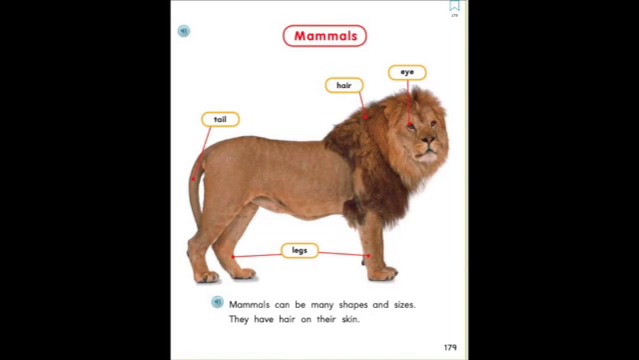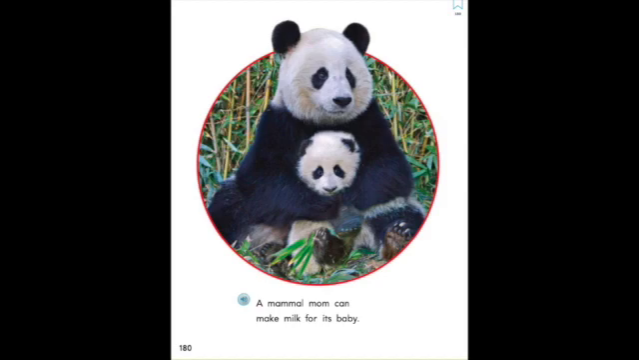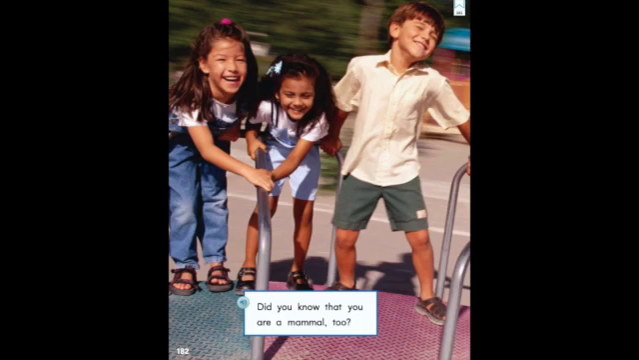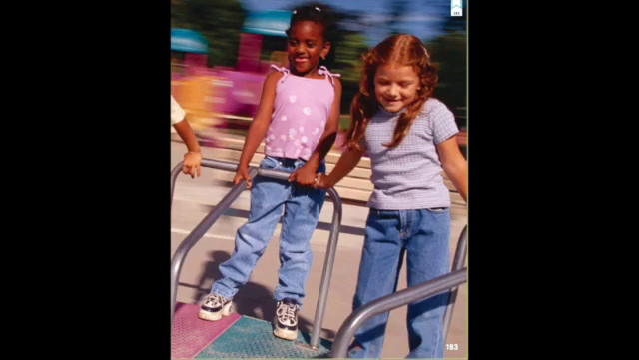Mammals can be many shapes and sizes. They have hair on their skin. Let's look at our labels. Mammals. We have eye, hair, tail, and legs. A mammal mom can make milk for its baby. That's one thing that makes it a mammal. Lots of mammals live on land, but some live in water. Did you know that you are a mammal too? Humans are mammals. Look at those kids having fun.